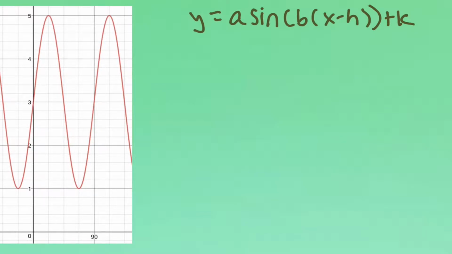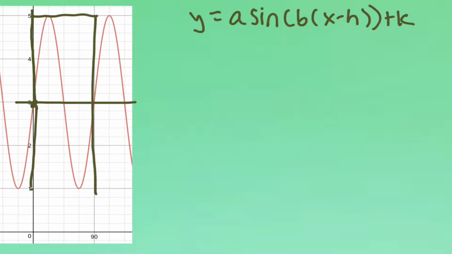So I'm going to start by tracing the midline. Remember, the midline cuts the graph in half horizontally, and then I'm going to draw a box around one complete cycle, assuming that we're starting right here. Now we can see that the amplitude is 2. It goes 2 up from the midline or 2 down from the midline. And it's not reflected at all, so it's going to be a positive 2.